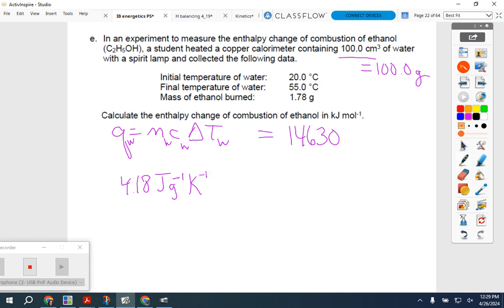Did anybody convert their temperatures to Kelvin instead of degrees Celsius? Did you have to? You did not have to, okay? Because it's the same scale, just shifted. So a change of 1 degree Celsius is the same as a change of 1 Kelvin, and since all we care about is the change in temperature, we can say this is the same thing as degrees Celsius, okay?